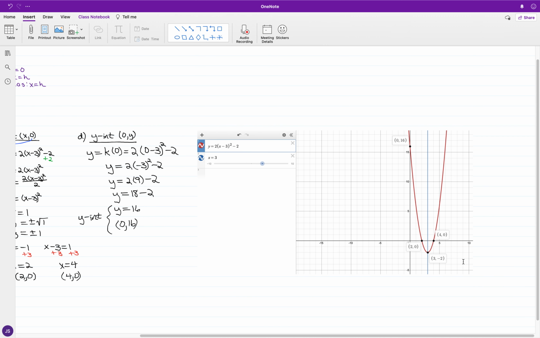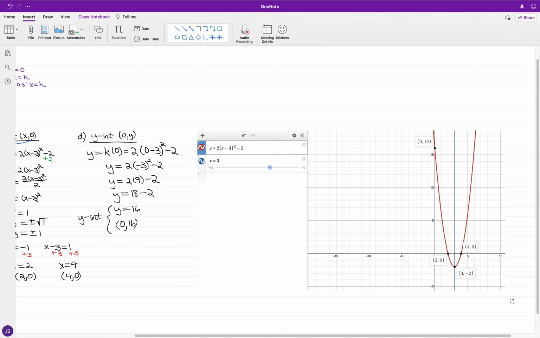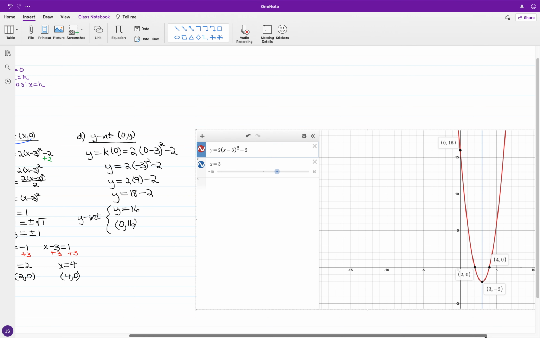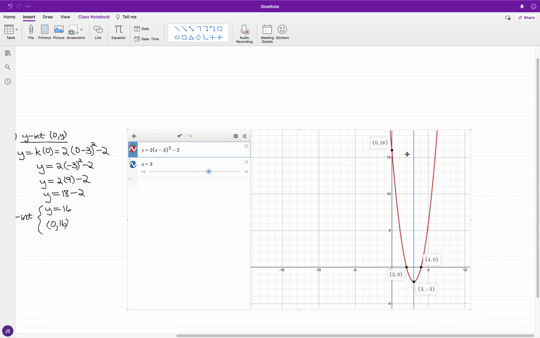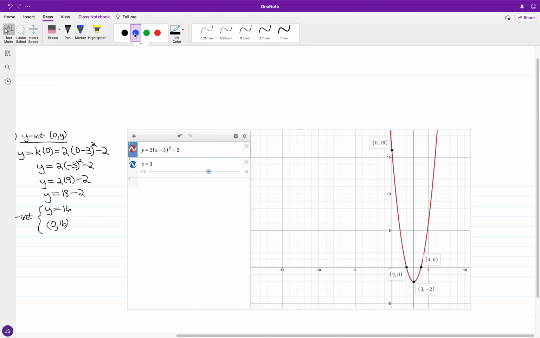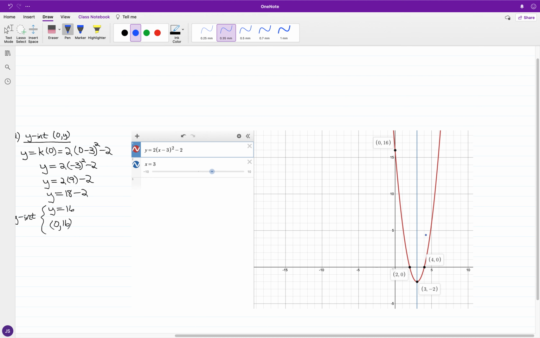Now it's going to zoom in a little bit. So with our points, again we have the y-intercept (0, 16), the x-intercepts at (2, 0), (4, 0), and the vertex we have at (3, -2). And again you have this line here passing through the middle, and that is the axis of symmetry.